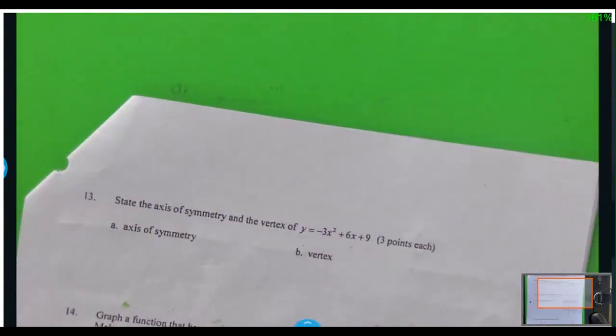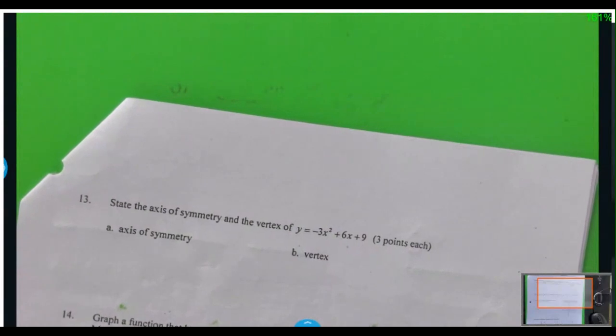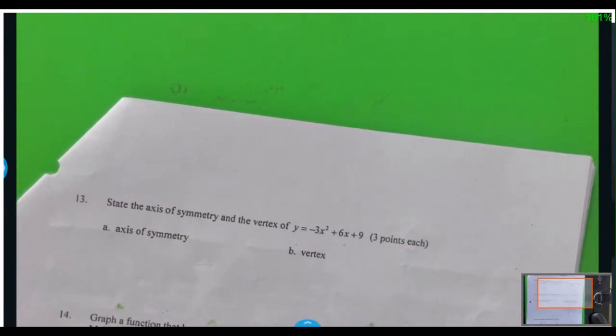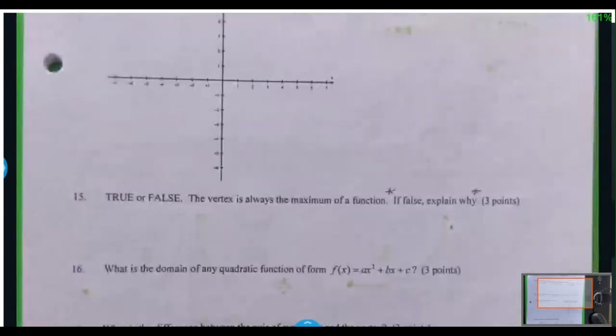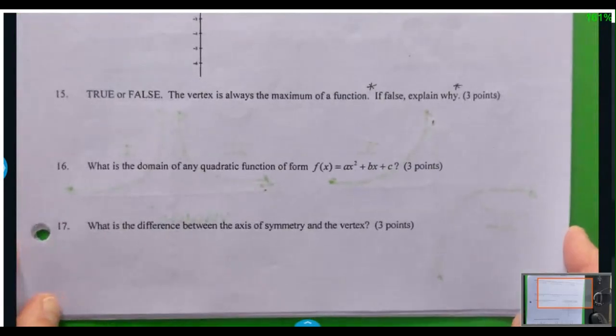All right, I'm going to skip 12 because I want y'all to work on 12. Let's go to the next page. Let's look at the 15, 16, and 17.